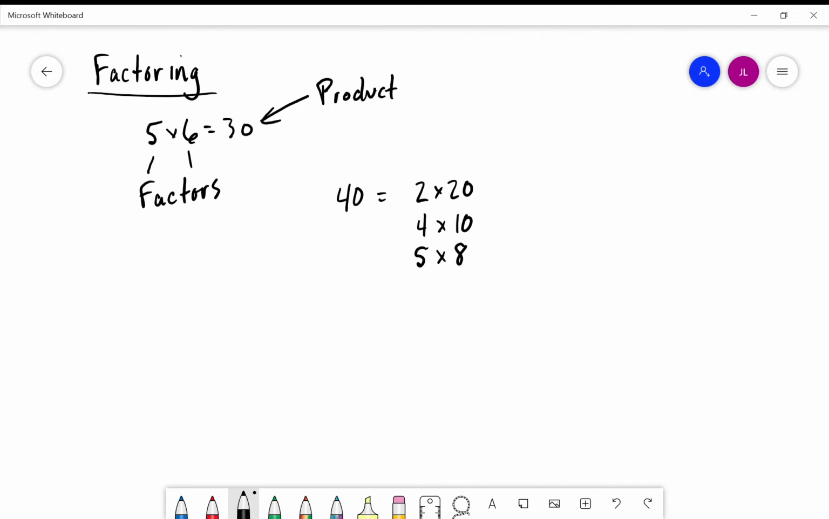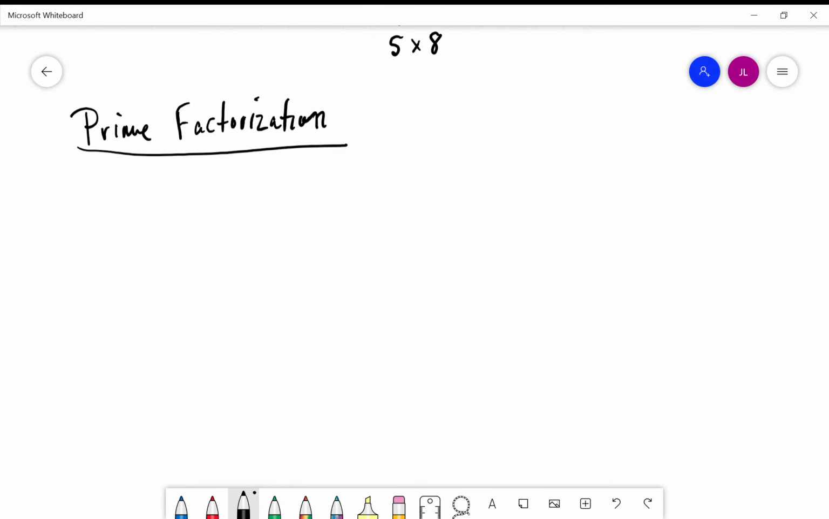Now, when we talk about things such as prime factorization, what we're going to do is factor numbers down to prime numbers. Remember, prime numbers are numbers that have no factors other than 1 and themselves. For example, the number 7. If we wanted to factor 7, we can only factor that down to 7 and 1. There are no numbers that are factors of 7 other than 1 and 7. So, in prime factorization, we want to reduce numbers down as far as we can.